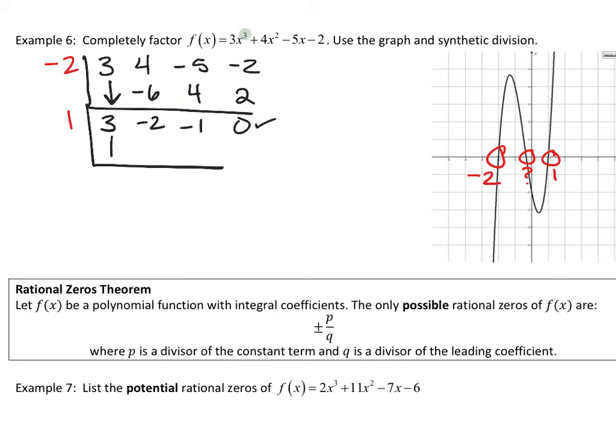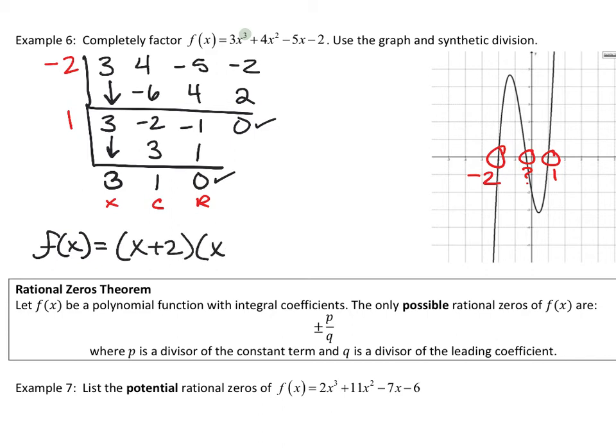So we go ahead and do synthetic division again. Bring down, multiply, add, multiply, add. Again, we knew this should have been a remainder of 0 because we see it on the graph. So here's our remainder, this is our constant, this is just an x term. Which means that my polynomial is going to completely factor to x plus 2, x minus 1, and 3x plus 1. Where did I get all those things from?